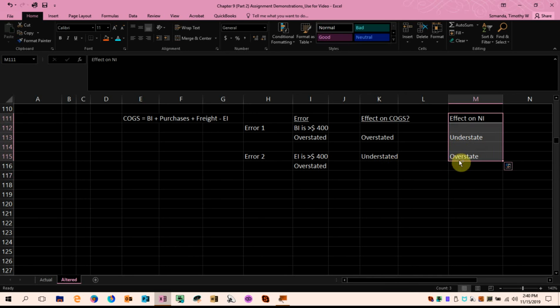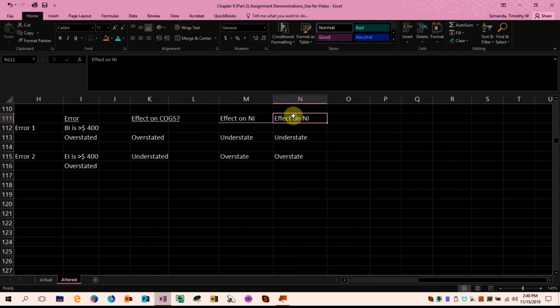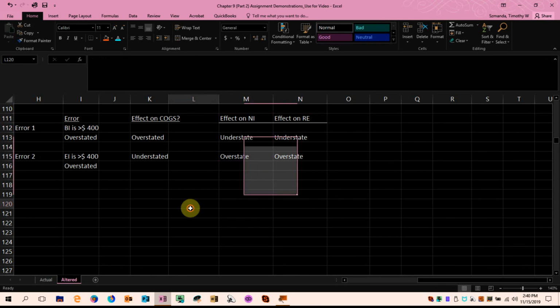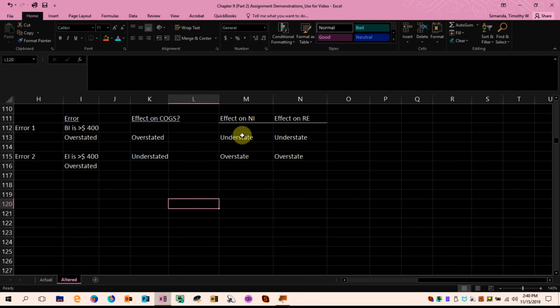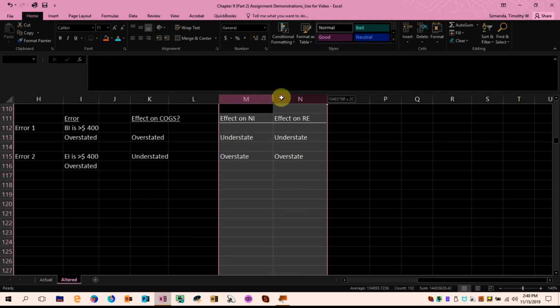And finally, they may ask you, well, what is the effect on retained earnings? Well, the effect on retained earnings is going to be identical to the effect on net income, right? Because we close net income every reporting period into retained earnings. That's where we close it. So the effect on net income will be identical to the effect on retained earnings. So these two columns then will be identical.